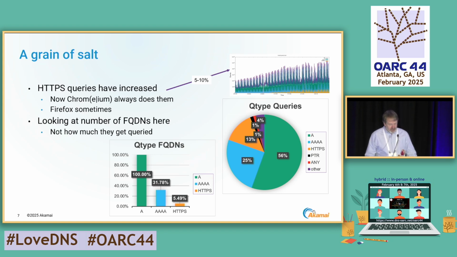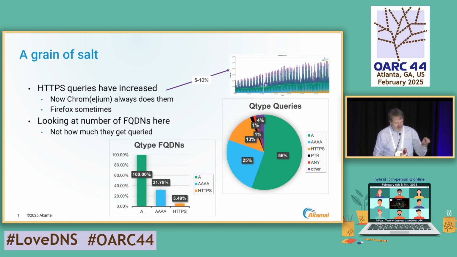The data that I will show is not about queries, because normally I mostly talk about queries. But this is really about the number of FQDNs and what kind of properties they have. So when you look at the HTTPS queries, we've seen a lot of increase in the last year, because Chrome now does it.